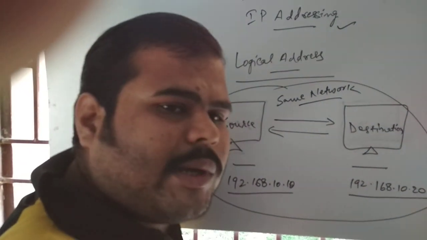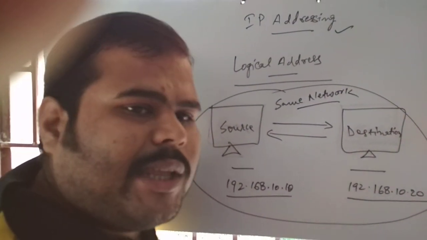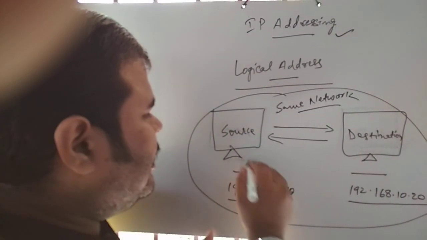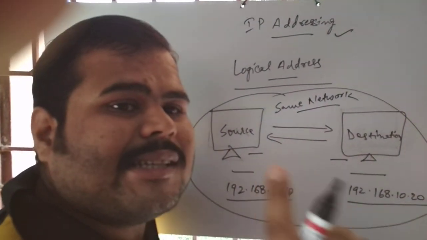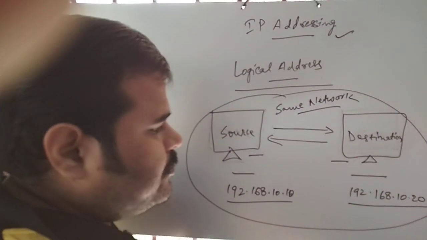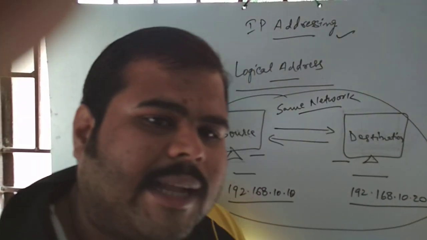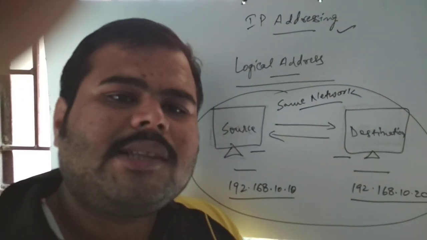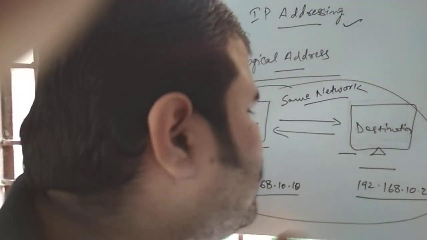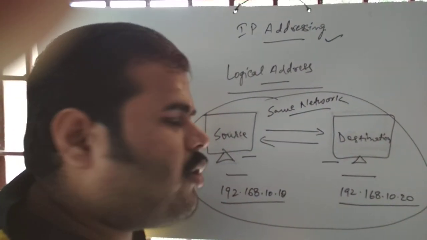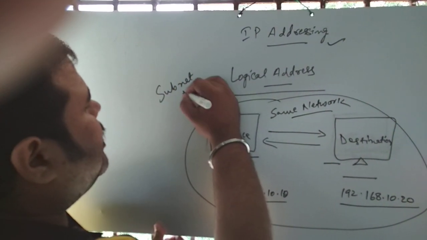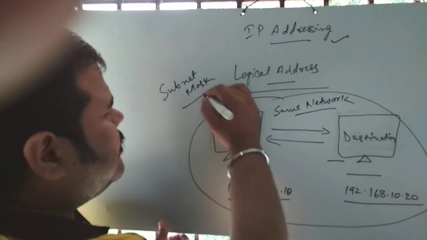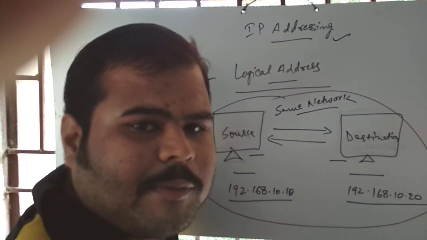Same network, what does it mean? It means that we are creating the link or communication between the source and the destination in a similar range. Now, how can we say whether it is in the same range or not? For this, we have a concept called subnet mask.